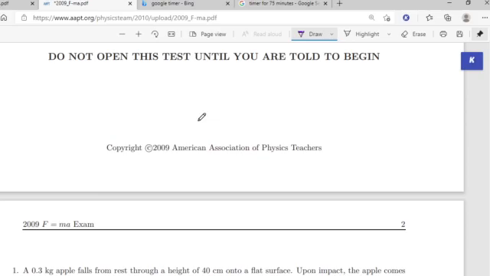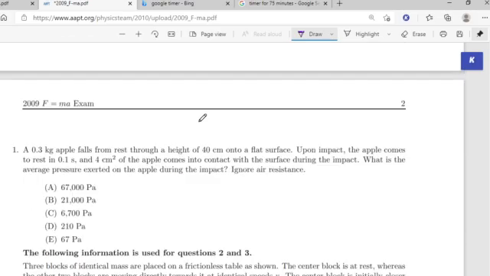Okay, a 0.3 kilogram apple falls from rest through a height of 40 centimeters onto a flat surface. Upon impact, the apple comes to rest in 0.1 seconds, and 4 centimeters squared of the apple comes into contact with the surface during impact. What is the average pressure exerted on the apple during the impact?